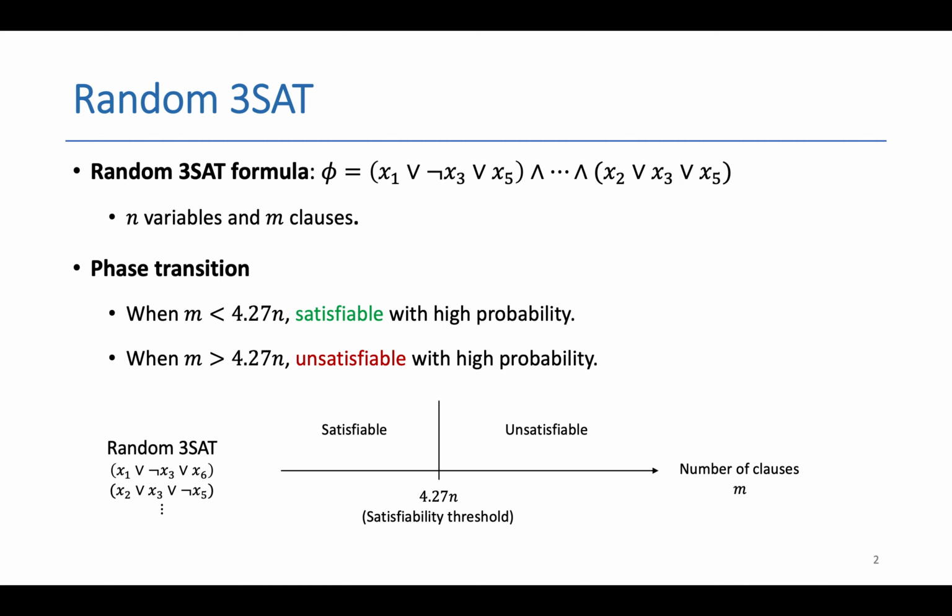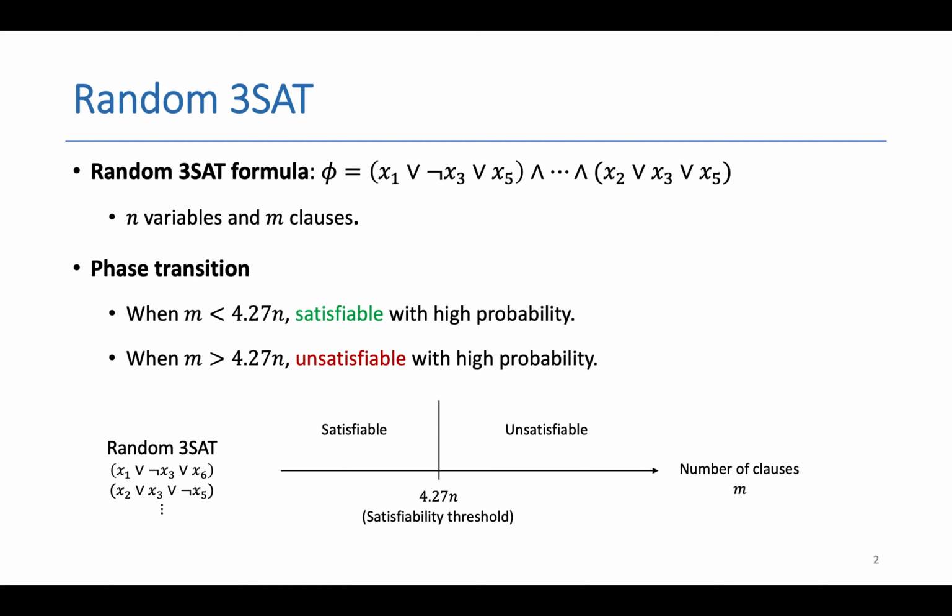Today the main object of study is going to be a random 3-SAT formula. In a random 3-SAT formula, you have n variables and m clauses, and each clause is drawn independently by first choosing 3 variables, each one uniformly at random from 1 to n, and then placing a random negation pattern on these variables.